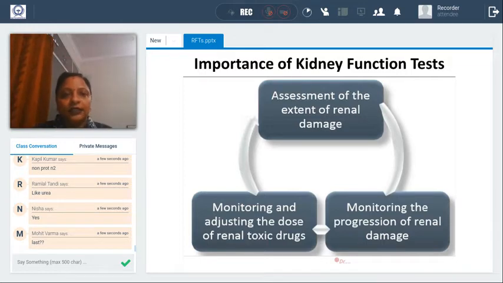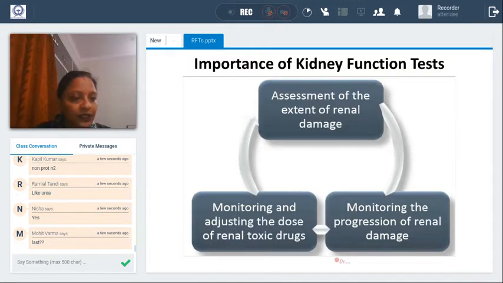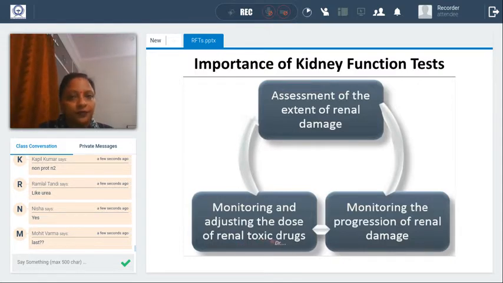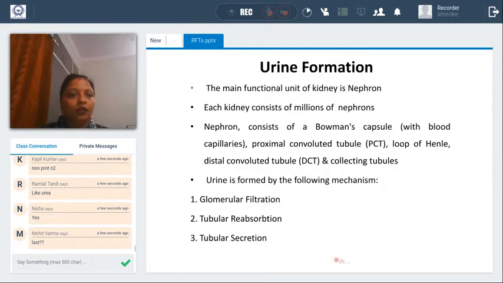We can say this is the importance of kidney function test. Assessment of the extent of renal damage, likewise LFTs, where we can judge the extent of liver damage, monitoring the progression of renal damage, and monitoring and adjusting the dose of renal toxic drugs. This is another way to show the importance of kidney function test.